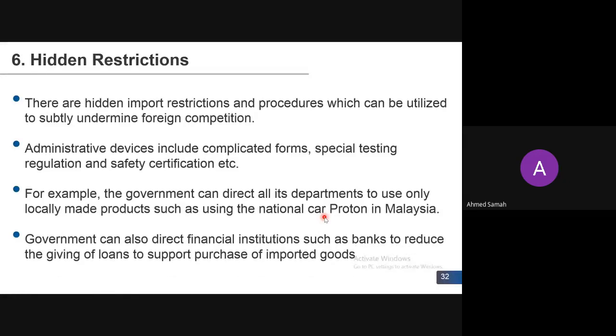The government can also direct financial institutions such as banks to reduce the giving of loans to support the purchase of imported goods. So importers will not have finance, and imports will fall. These are more hidden restrictions.